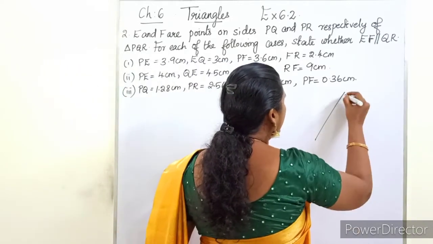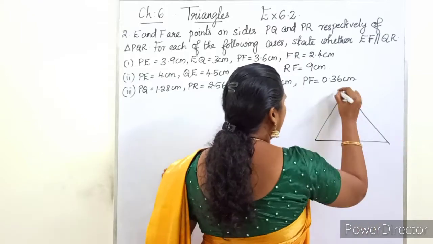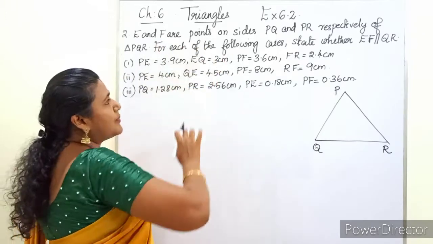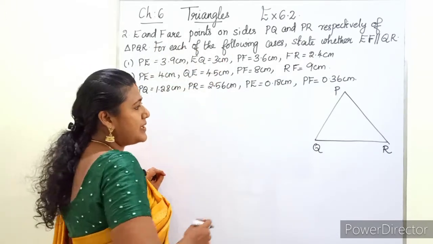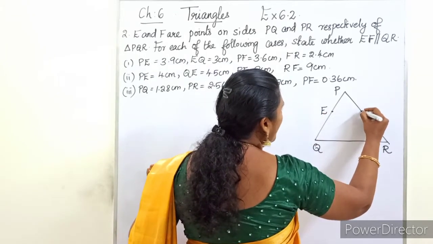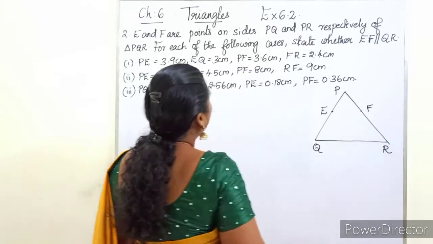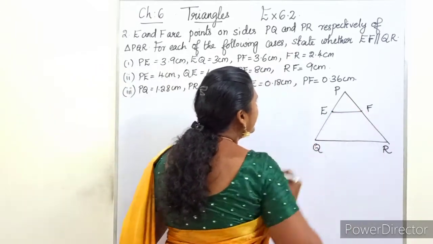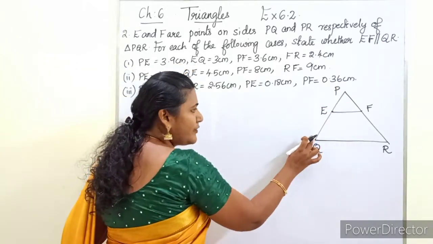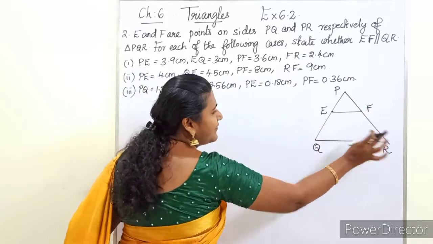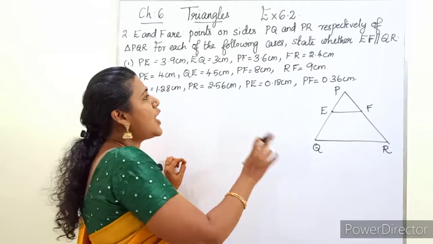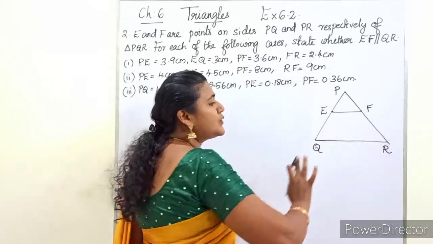So we will draw a triangle PQR. PQR is a triangle and it is given that E and F are points on sides PQ and PR. Now we are joining these two points. In the first case, PE and EQ values are given, and PF and FR. So these four measurements are given in the first question. We have to check whether EF is parallel to QR or not.